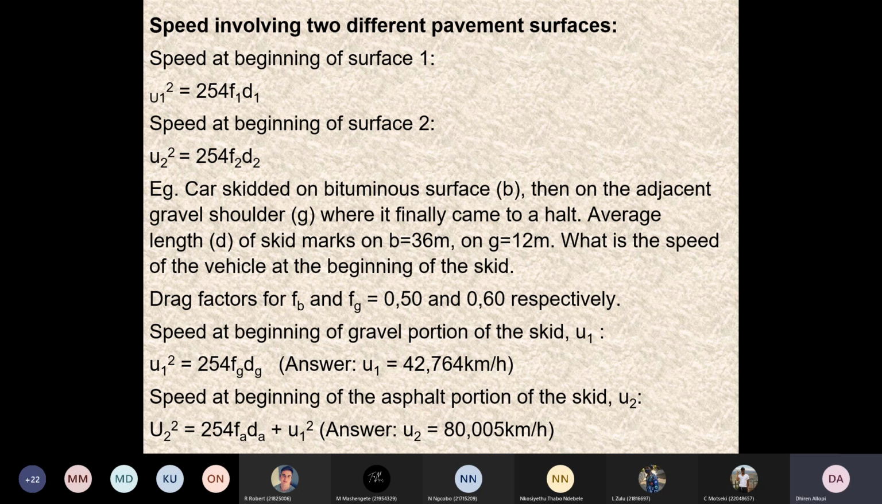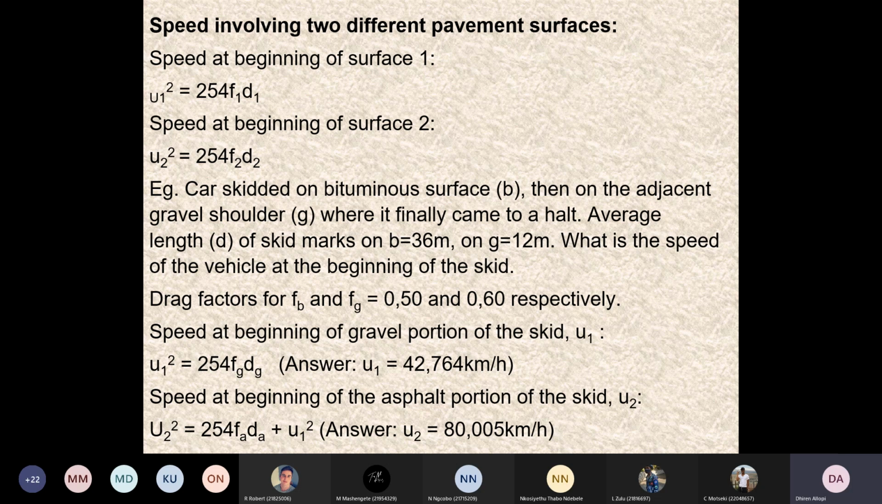Simply apply it to the speed at the beginning of the gravel portion, and that gives you your U1, and then the speed at the beginning of the asphalt portion, that gives you your speed 2, so U2. Bear in mind that the formula that's given to you is squared. In other words, the speed U1 squared is given by 254, the frictional coefficient of the gravel, and the drag distance dg. So to calculate the speed, it will simply be the square root of that.